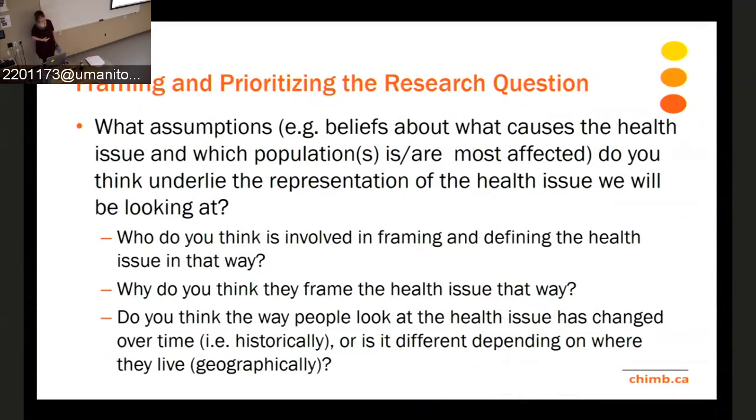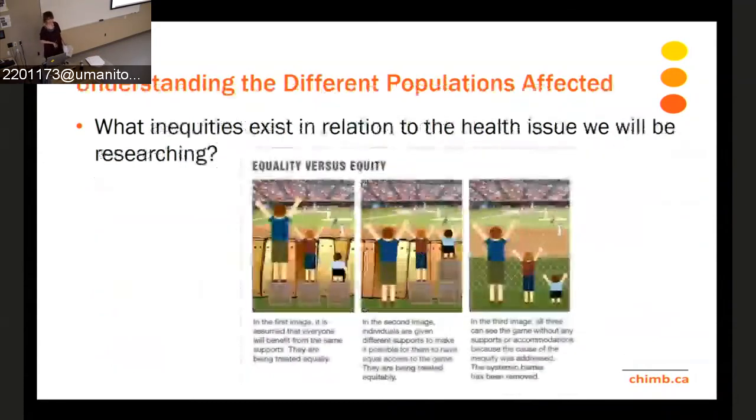Do you think the way people look at the health issue has changed over time, historically, or is it different depending on where they live geographically? Is the health issue framed in different ways? What inequities exist in relation to the health issue we will be researching? You did your critical reflexive piece together. Now this is when we're moving into understanding the different populations that we engage.